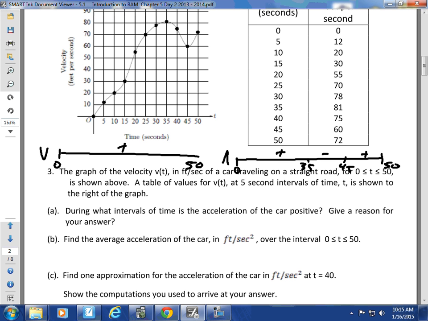So, look at question A. During what intervals of time is the acceleration of the car positive? Give a reason for your answer. That's not hard. From 0 to 35 and 45 to 50. What's the reason for my answer?